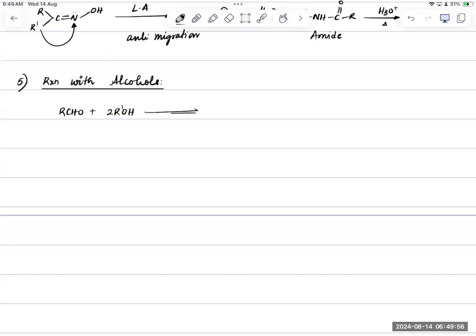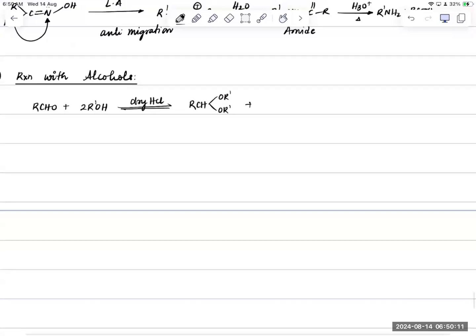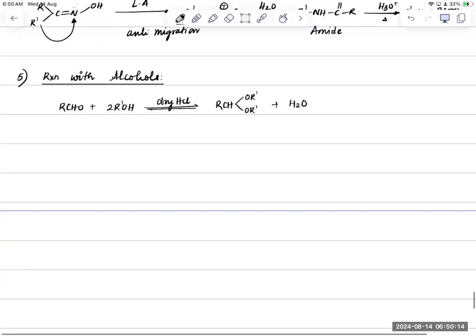And this reaction is feasible only if you have it in dry HCl. Then we will get this as RCH(OR)(OR), plus H2O. Now, if you notice, this reaction is feasible more in the forward direction only if you use dry HCl. If you use aqueous HCl, the reaction would immediately come back.